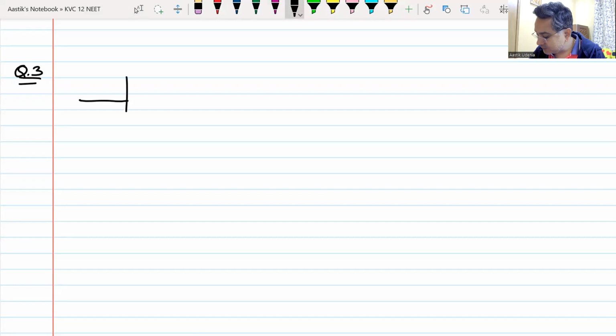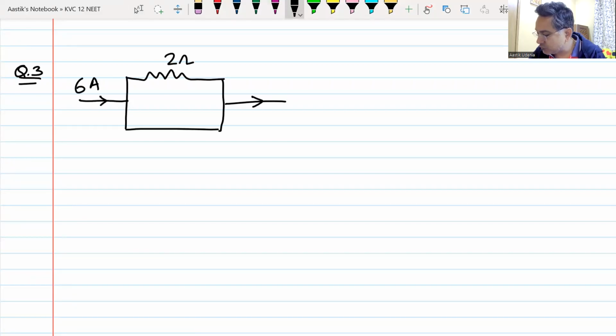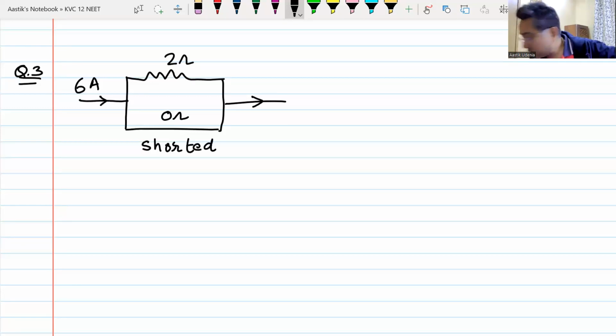Now I have the same scenario, but now I have done something differently. This is 6 amperes current. This is 2 ohms, and in the lower half you can see there is no resistance. We call this shorting. This circuit has been shorted. The resistance here is 0 ohm. There is no resistance here. The circuit has been shorted.